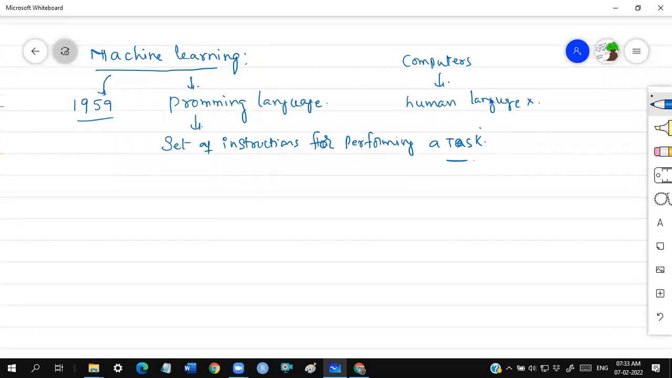So what the computer experts found out is that machines can learn, guys. Machine learning means machines are going to learn. Even we really wonder, will machines learn? Yes, absolutely, machines will learn, guys.